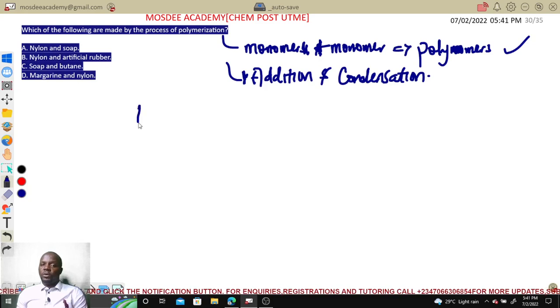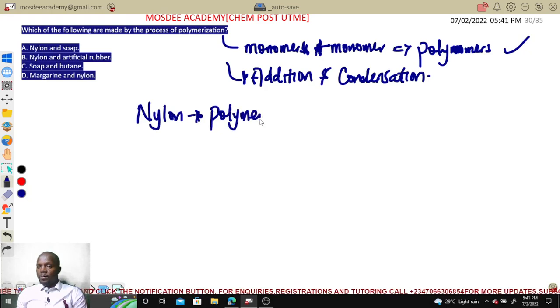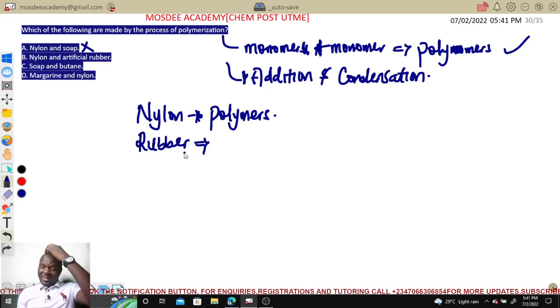Nylon is formed from what? Nylon is a polymer. From a polythene bag. So soap is not a polymer. You can say this is wrong. Nylon is a polymer. Artificial rubber. Rubber is also a polymer. Rubber is a polymer; there are 2 types, natural and artificial rubber.